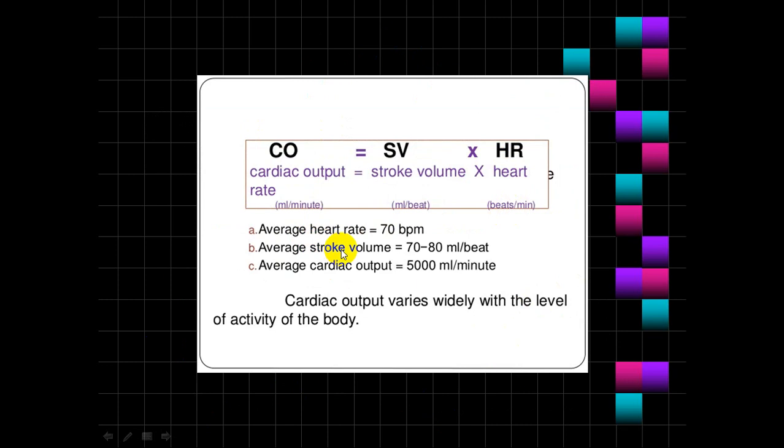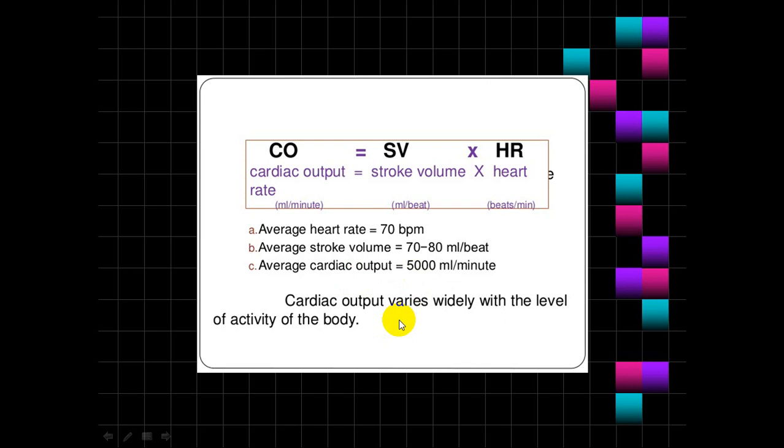Average heart rate in a young adult or adult is 70 beats per minute. Average stroke volume is around 70 to 80 ml per beat. Average cardiac output is around 5,000 ml or 5 liters per minute.